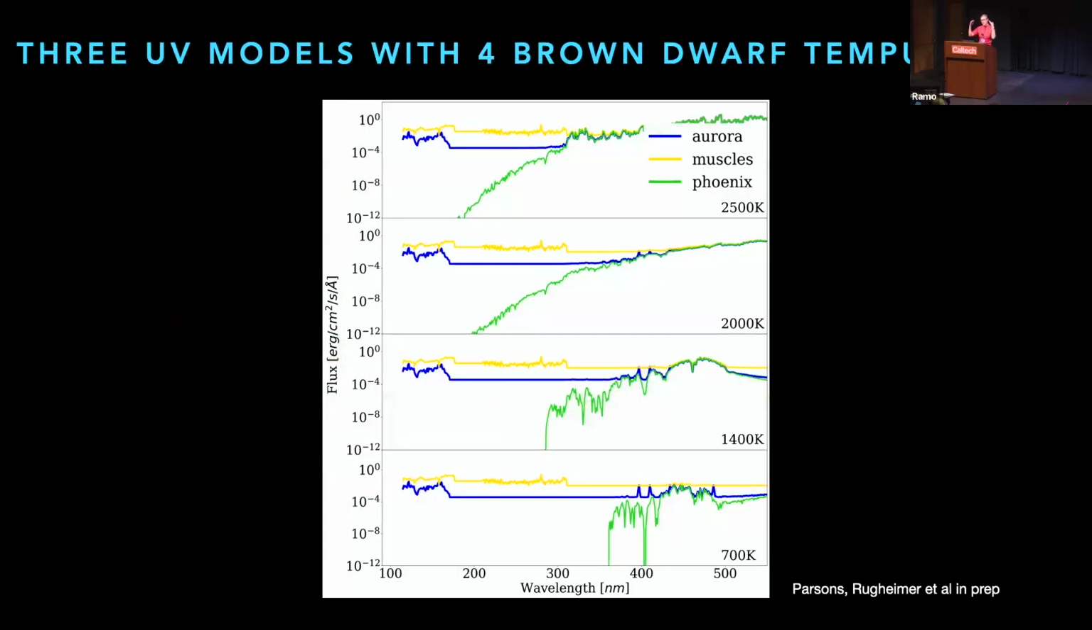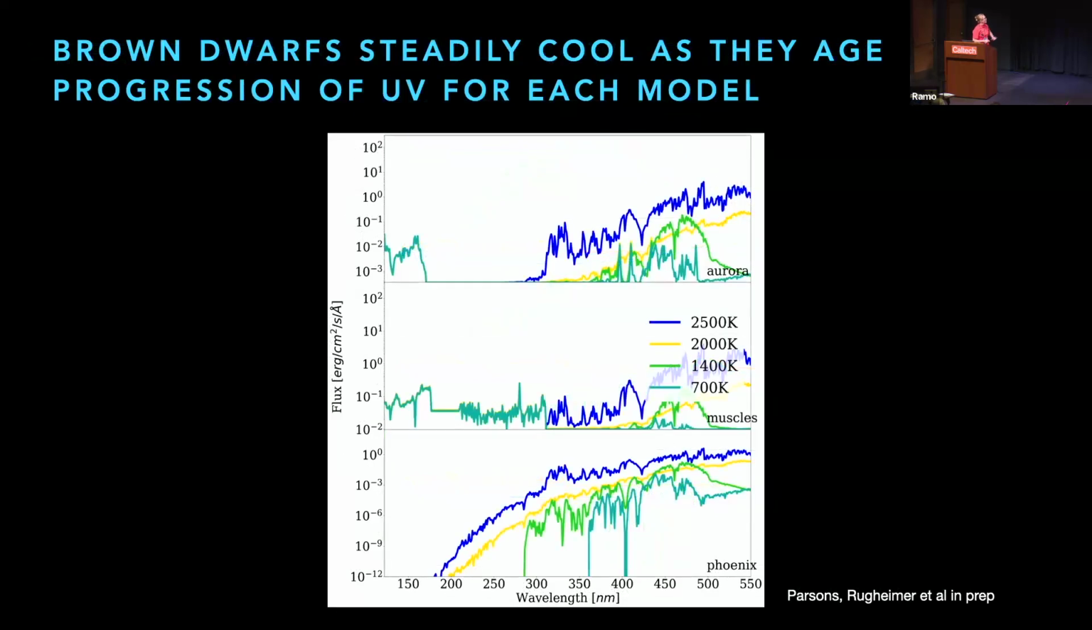So we put these 3 UV models with 4 different brown dwarf temperatures, as the brown dwarf is cooling. This is the input of the model. And so you have the Aurora model, the Muscles model, and then, like I said, the Phoenix model in green here, at different temperatures going from 2500 Kelvin down to 700 Kelvin. If you want to think about it another way, because the brown dwarf is steadily cooling, this could represent a progression of UV as it's aging for each model.